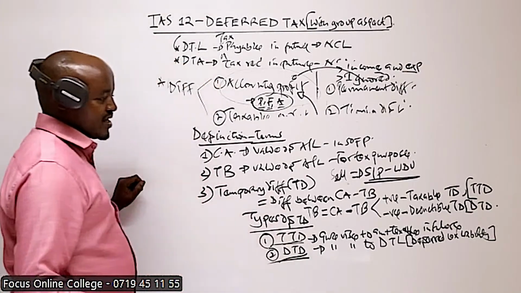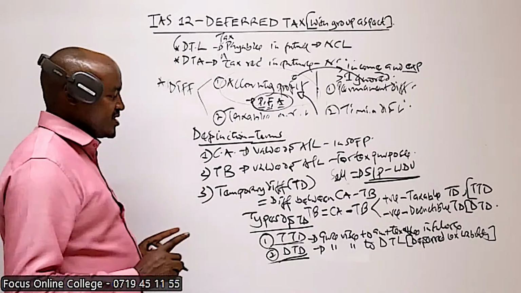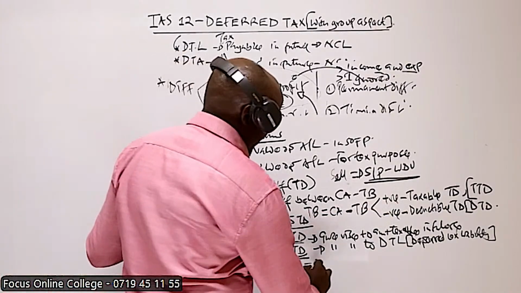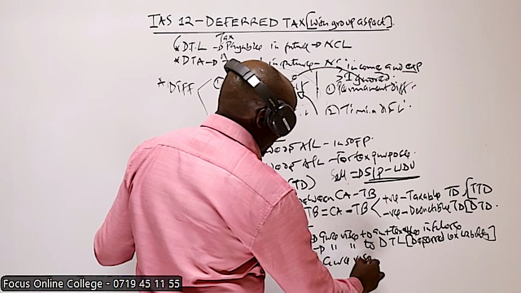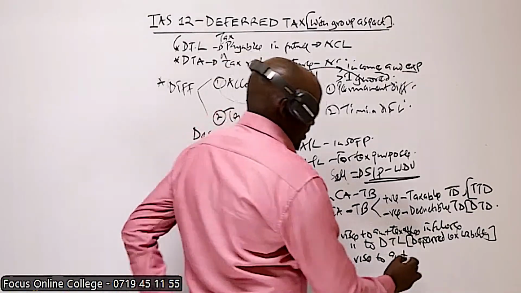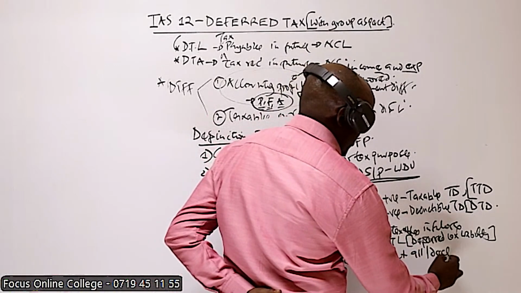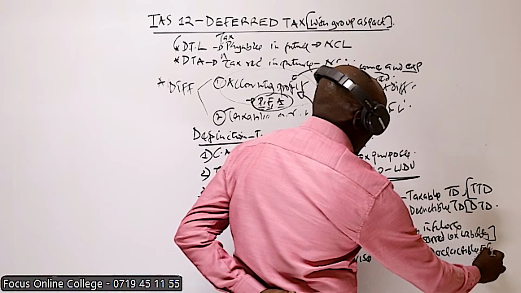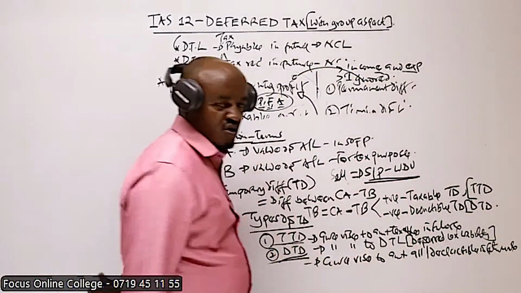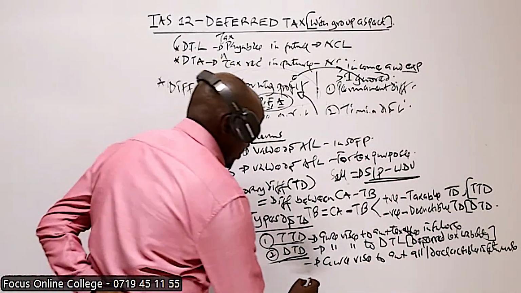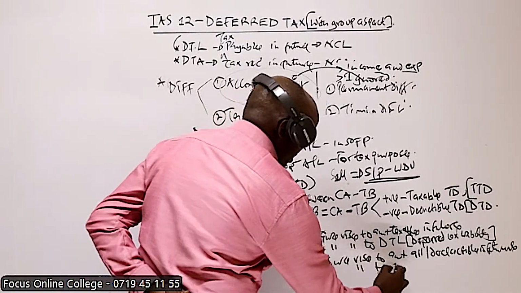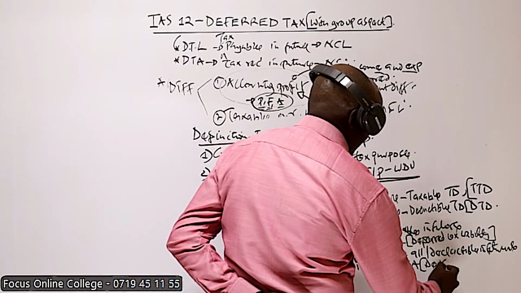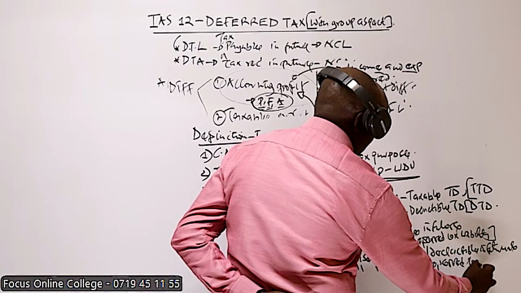Now, a deductible temporary difference gives rise to amounts which will be allowable in the future. So this one gives rise to amounts which are allowable or deductible in the future. The amounts which are deductible or allowable in what? In the future. In other terms, you can say that this gives rise to a deferred tax asset. This will give rise to a deferred tax asset.